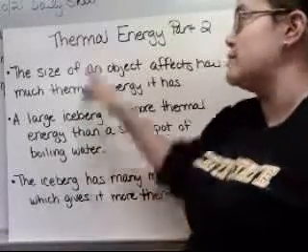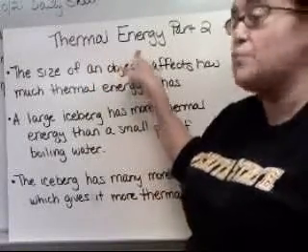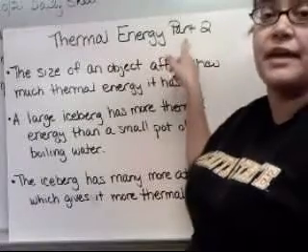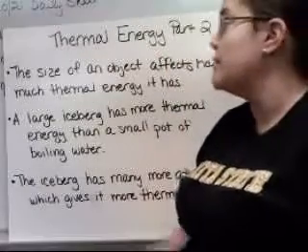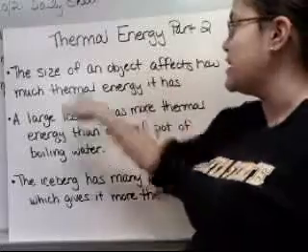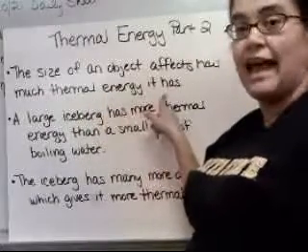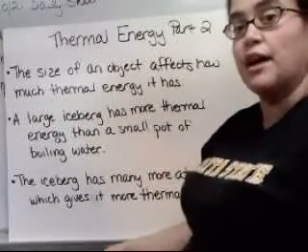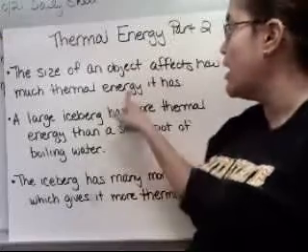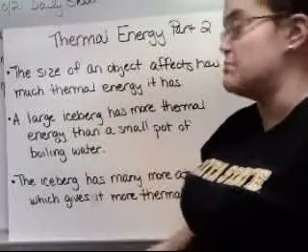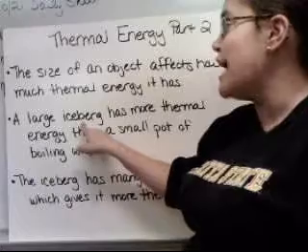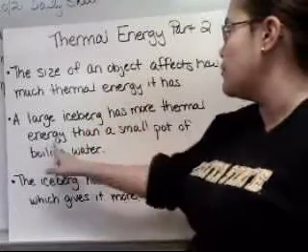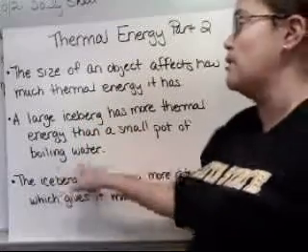Alright, so this video is about thermal energy, but it's part 2 of this topic, so we're going to continue where we left off. The size of an object affects how much thermal energy it has. If the object is bigger, it could possibly have more thermal energy than something that's small. So a large iceberg has more thermal energy than a small pot of boiling water.